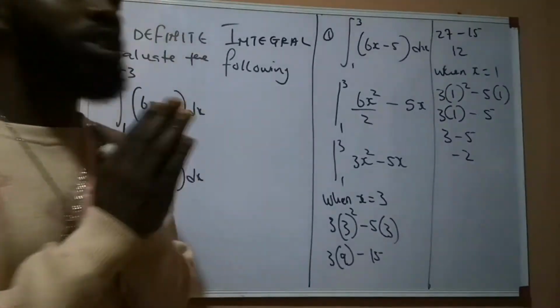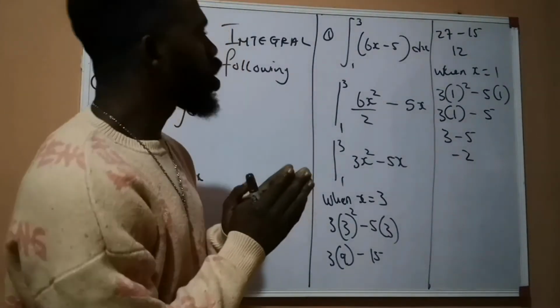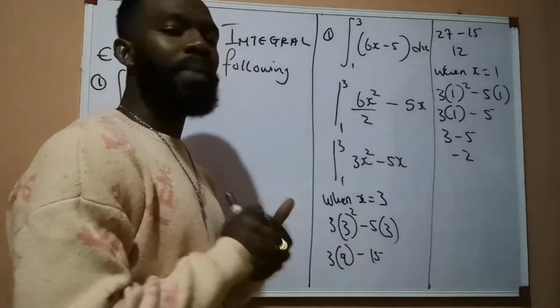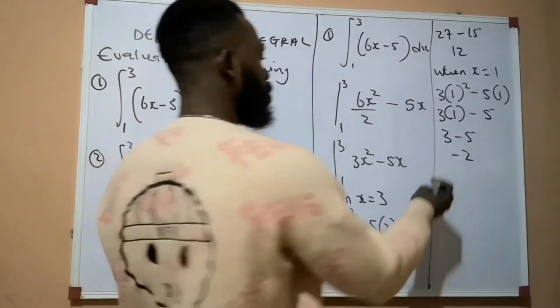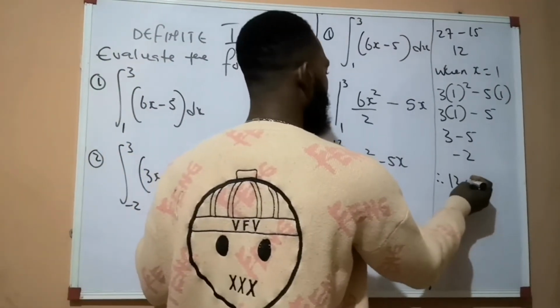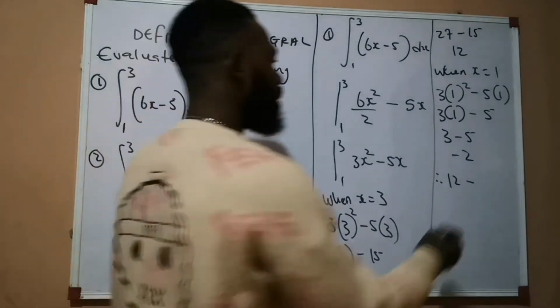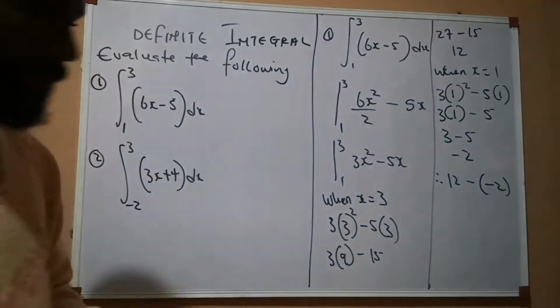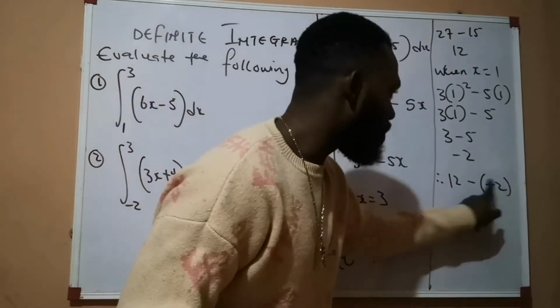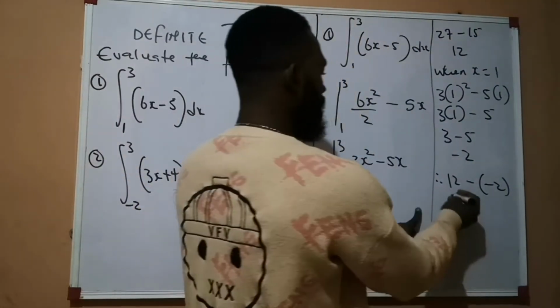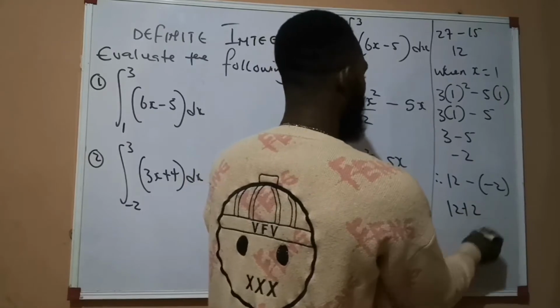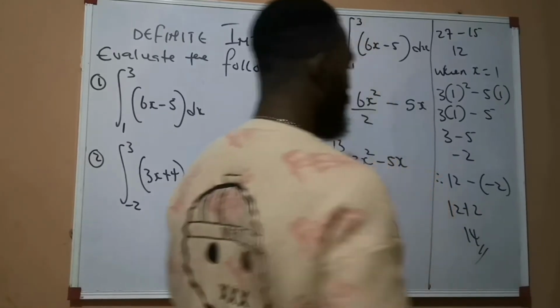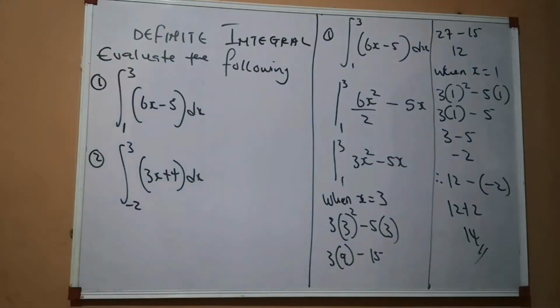Now, when you have gotten the two values, this is what you do. You subtract limit 1 from limit 3. So, limit 3 was 12. Therefore, 12 minus limit 1, which was minus 2. So we are going to subtract them. Now, I have two negative signs. Minus times minus is plus. So here becomes 12 plus 2, and 12 plus 2 will give us 14. So this is the answer to question number 1.